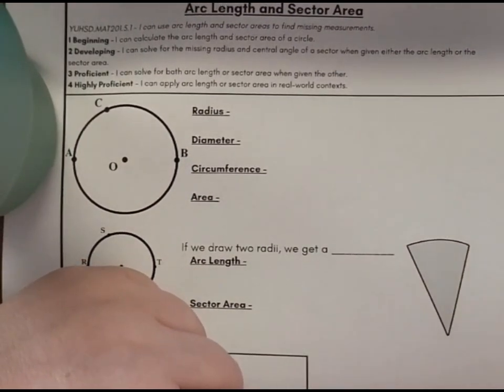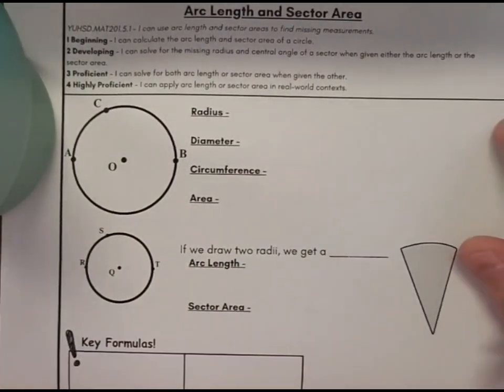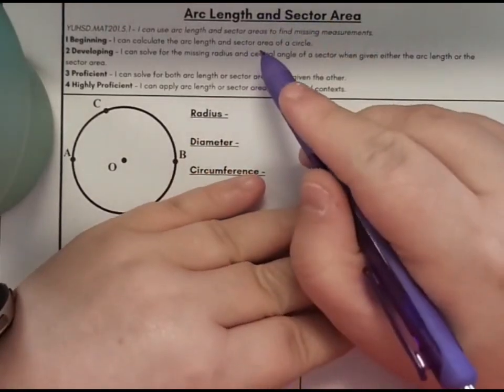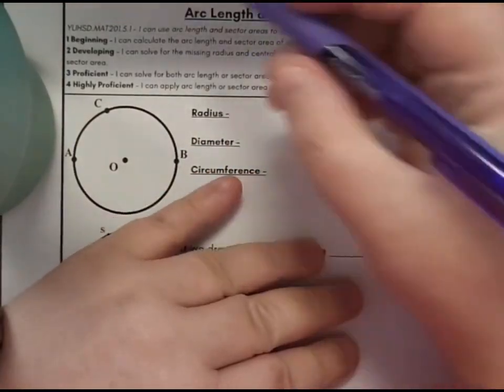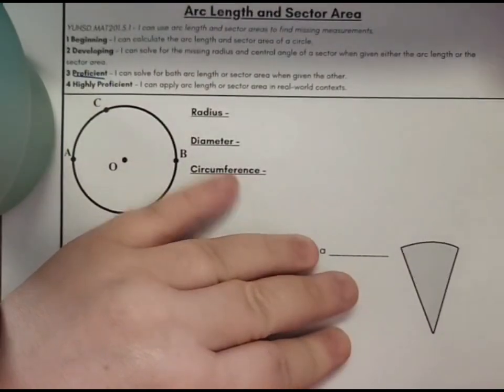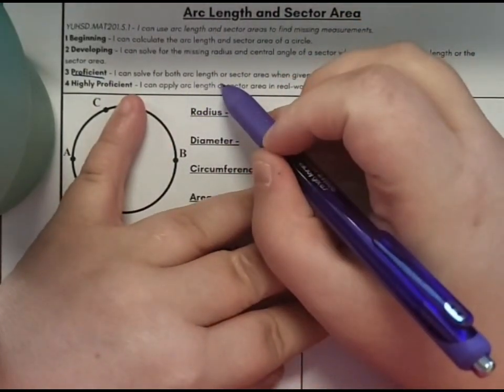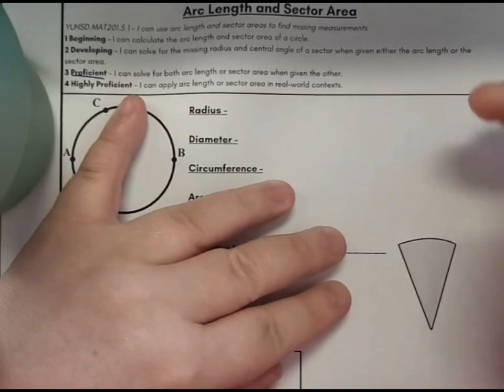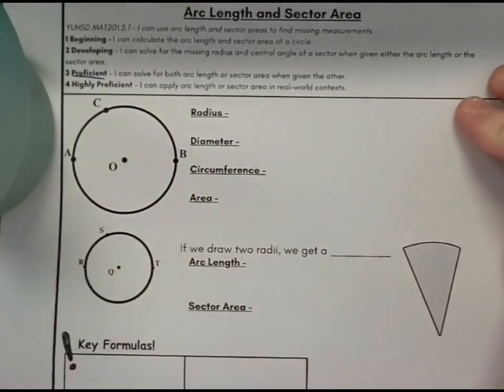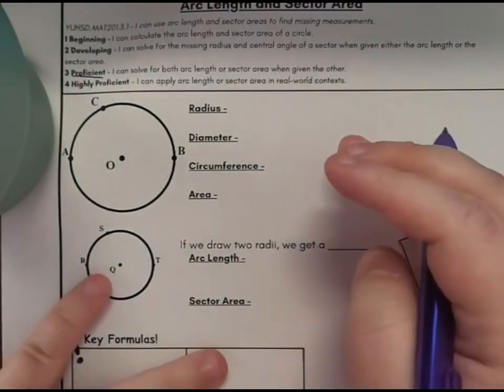Today we are going over objective 5.1, which is that I can use the arc length and sector areas to find missing measurements. Remember, we want to be at level 3, which says that we can solve for both the arc length and the sector area when given the other. Before we do that, let's look at some vocabulary first.